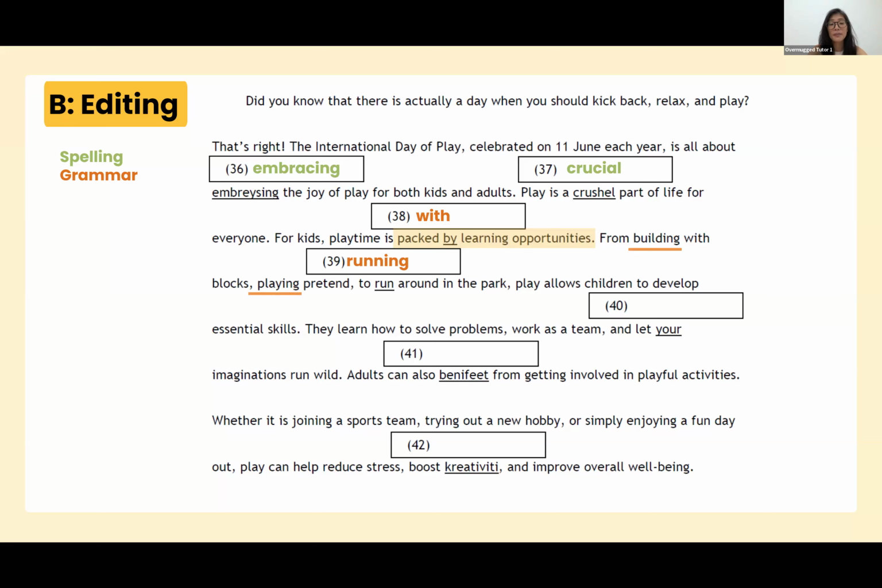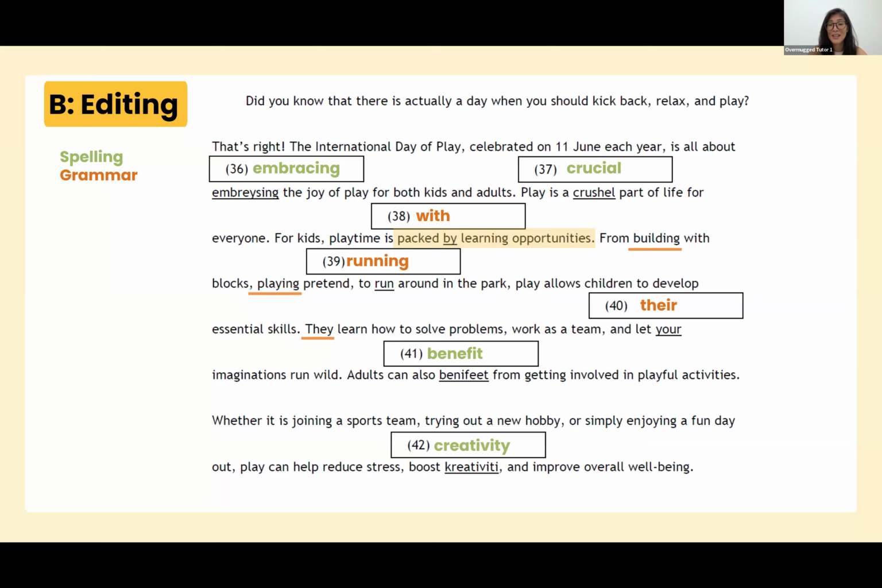Question number 40, a grammar question. They learn how to solve problems, work as a team, and let your imaginations run wild. Notice that I underlined the word they because of the subject they. It cannot be your, but their. Question 41 and 42 are both spelling words. Please double check. Benefit has two E's in it, whereas creativity starts with the letter C.